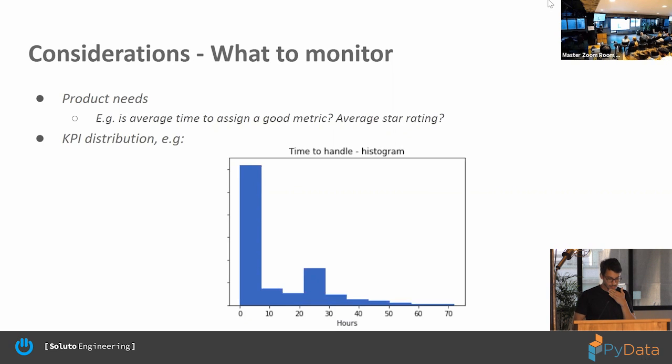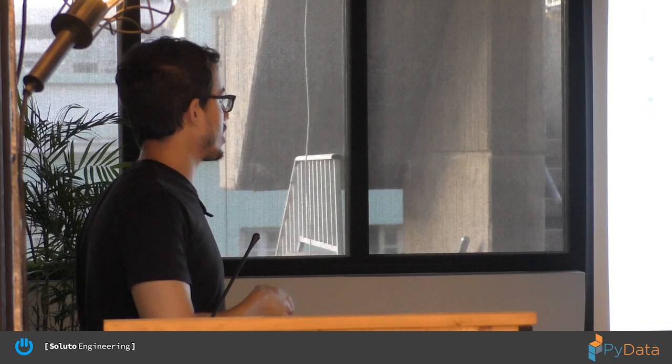Another thing about the distribution of our KPIs, for example, the time to handle, the time from the first response until the issue is resolved. So here we see the distribution.